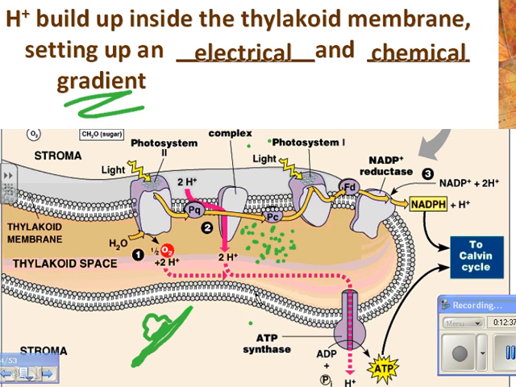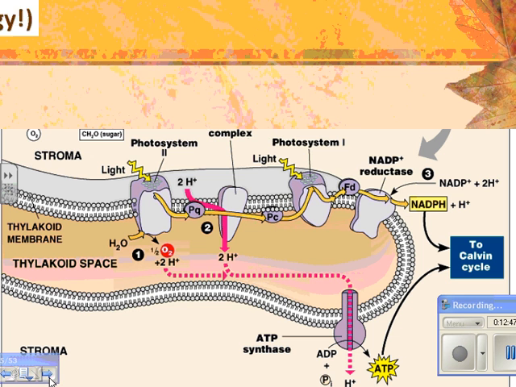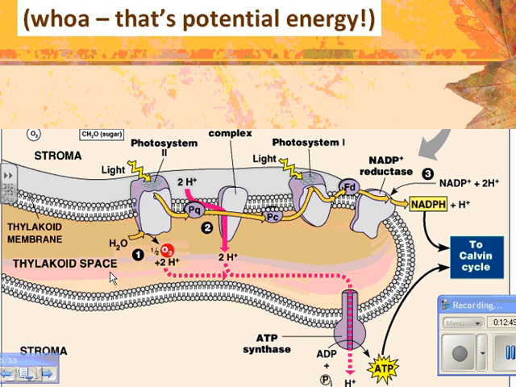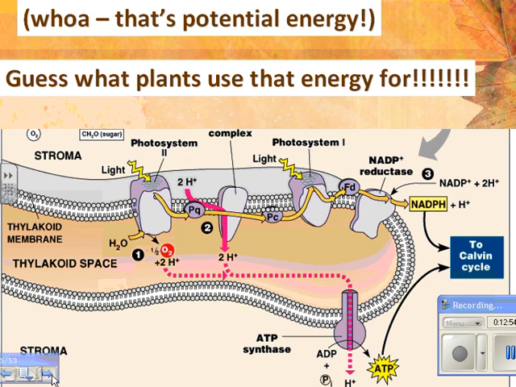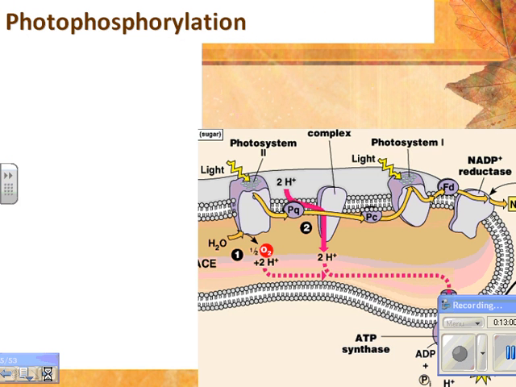Things naturally go from high to low, and so that's potential energy getting released as kinetic energy that makes this thing move, which makes ATP. So that's potential energy when you have stuff in here. And plants use that energy, that ATP, to fix carbon, to shove carbon together to make glucose.